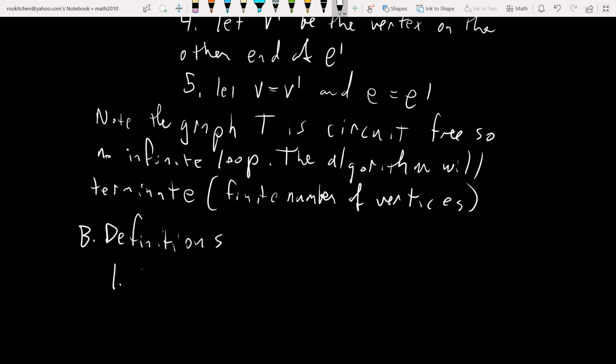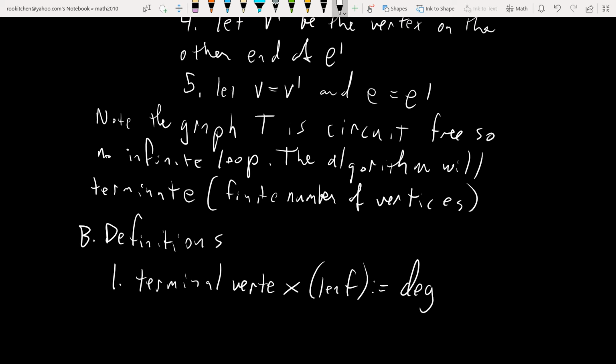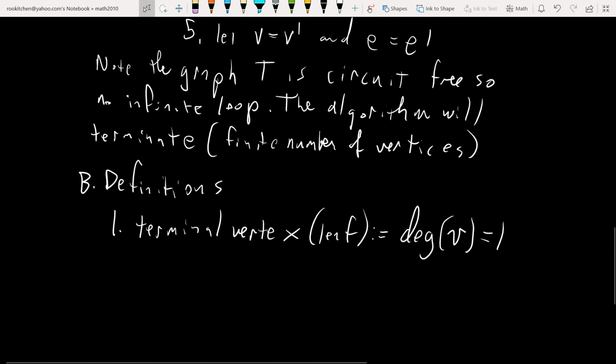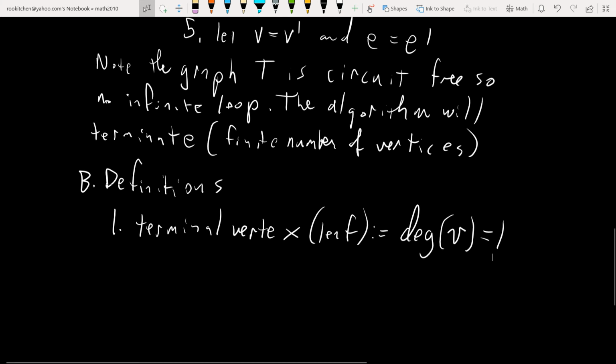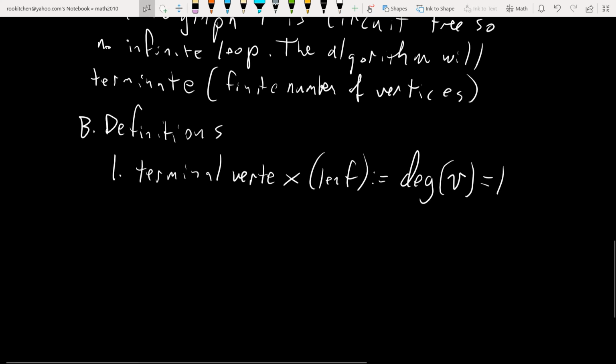First we have a terminal vertex, which is sometimes called a leaf. This is a vertex that has degree equal to 1. So the degree of the vertex is equal to 1. But the trivial tree, which has just a single vertex, is considered to have a terminal vertex as well. So I guess you could say the degree of v is 1 or 0. But if it's degree 0, that'll be the only vertex in the tree.